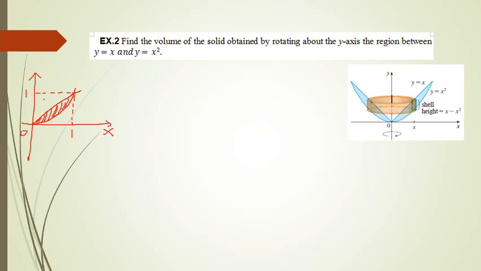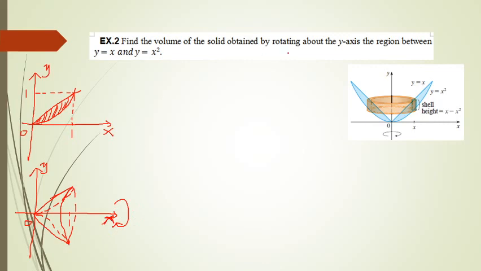We have already discussed one example before, when we rotate about the x-axis. When we rotate this region about the x-axis, it looks like this, and we evaluated the volume using the washer method. So this is the case when we rotate about the x-axis, and we obtain this solid.